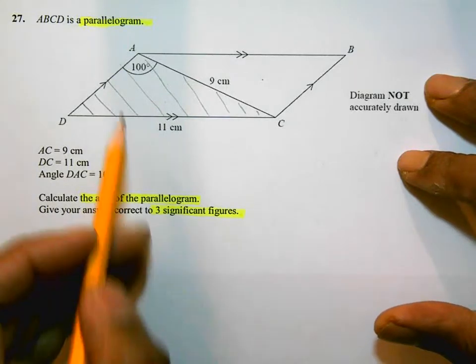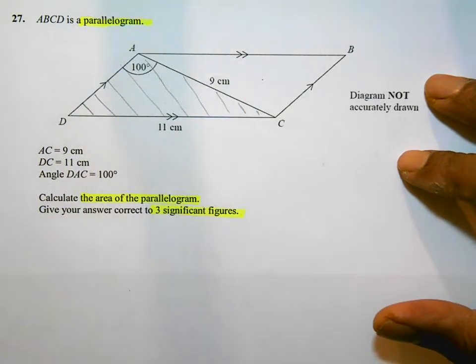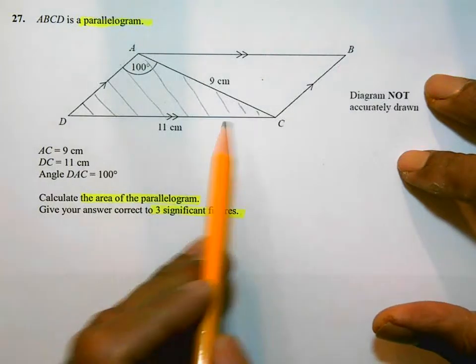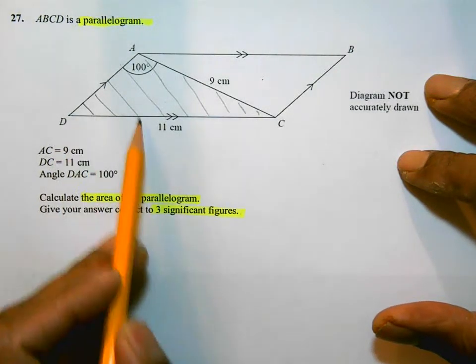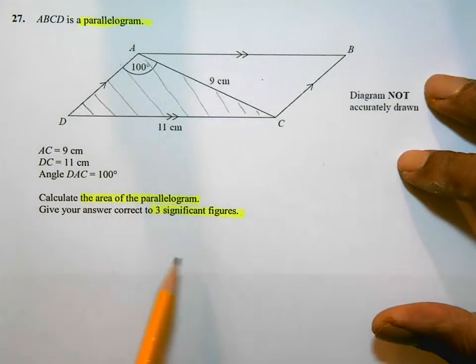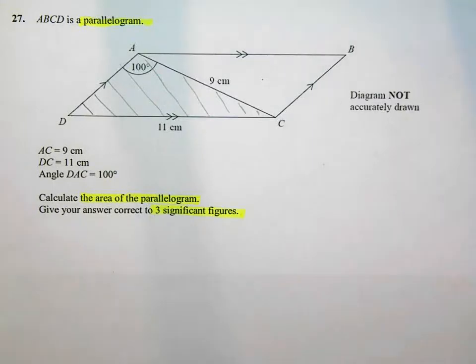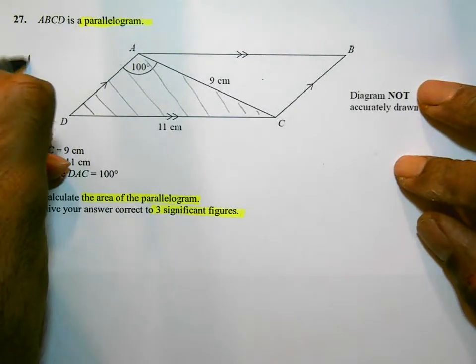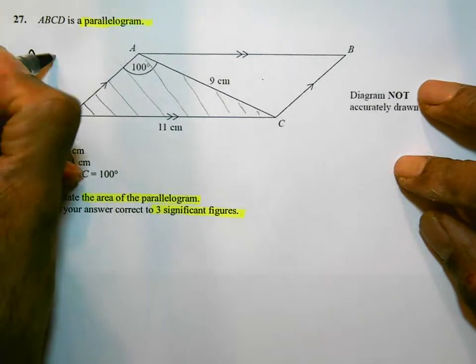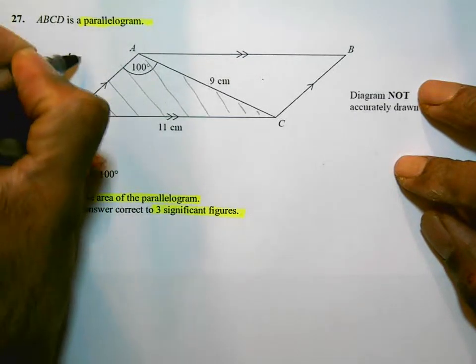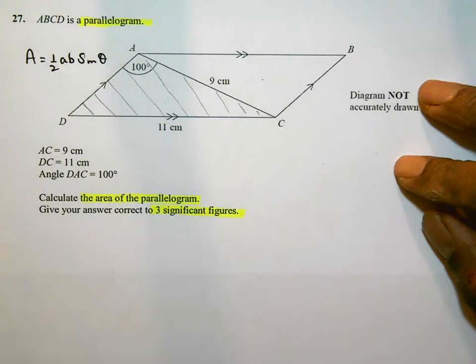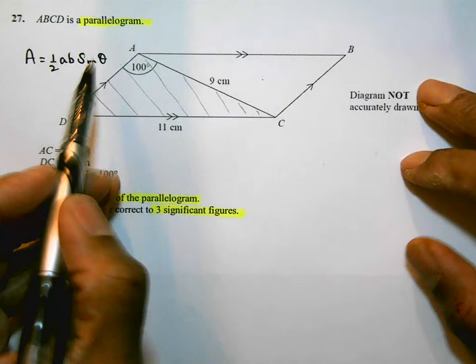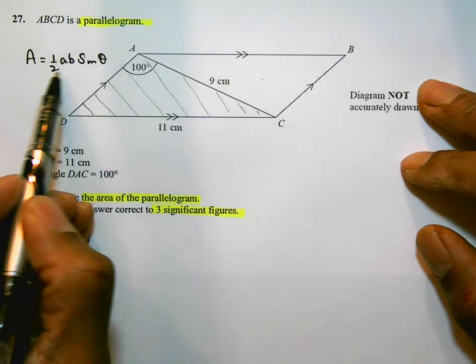To work out the area of a triangle, we have 2 formulas that we should know at this stage. A half base times height. I know the base. I don't know what the height is, but the other formula I know is on the formula sheet, and the formula is a half AB sine theta. So area is a half AB sine theta.